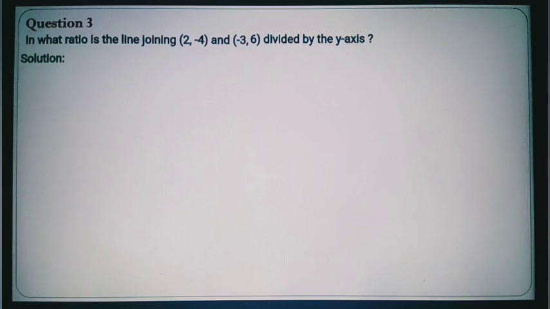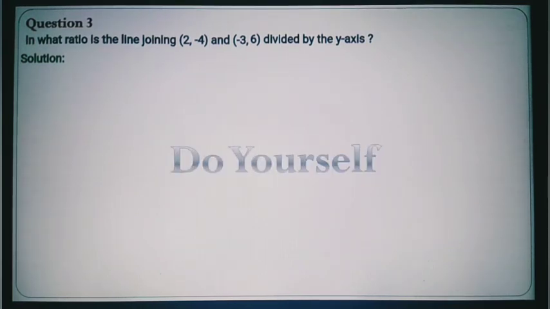So pause the video. The next sum is easy. It's quite similar to the earlier problem, so you will do this by yourself. Let's go to the other question.